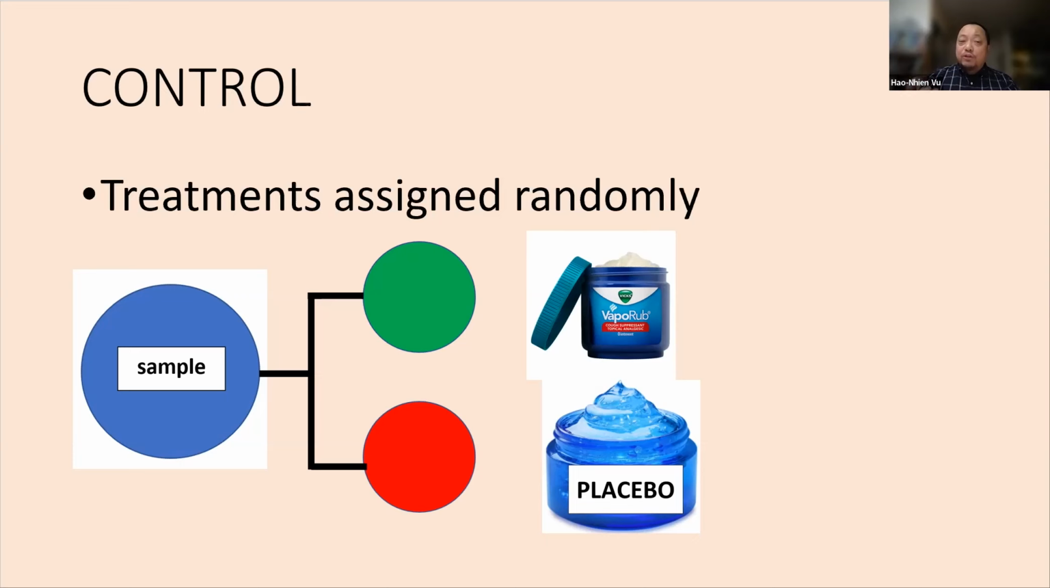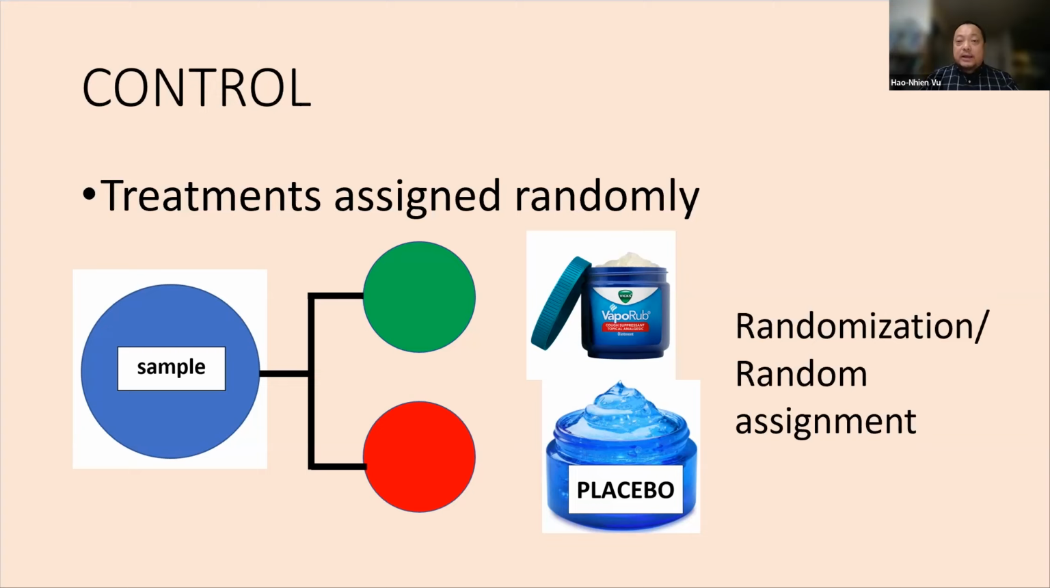And which one they should get should be assigned randomly. For the same reason as before, we don't want to bias the result in any way. We need that to be done randomly. And that is called randomization or random assignment. Which treatment they get should be given to them in a random manner.